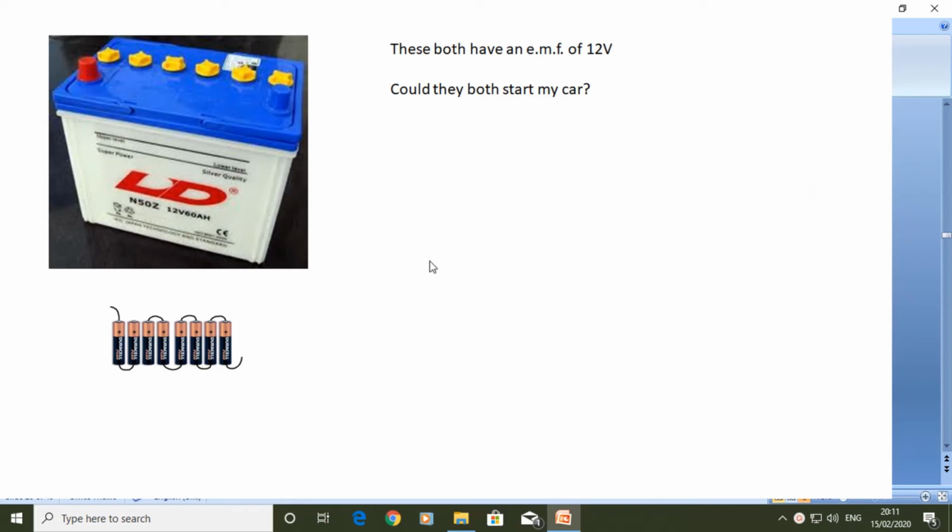Now, these two batteries both have an EMF of 12 volts. There's the big, massive, heavy car battery. That's a 12-volt battery. And then there's another one. I've been through all my remote controls, I've got all the AA batteries, I've put them together. So both of them have an EMF of 12 volts. Could they both start my car? My car needs 100 amps. The starter motor needs 100 amps to get going. And the answer is no.